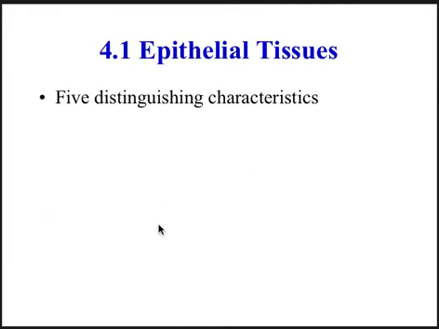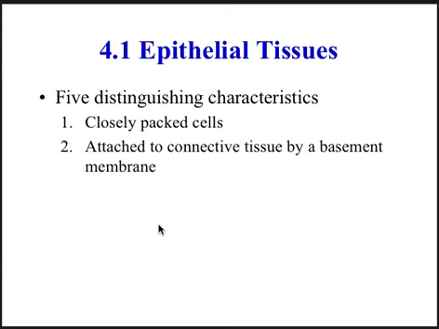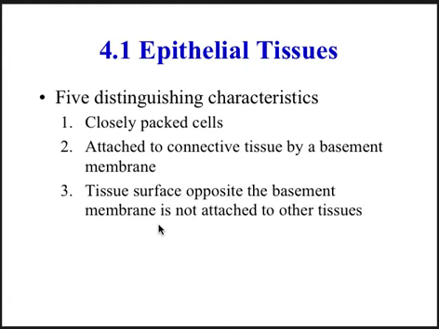So epithelial tissue has 5 distinguishing characteristics. The cells are closely packed together. They're attached to connective tissue by a secretion called basement membrane. And the surface opposite the basement membrane is generally near a free surface. It could be the open chamber of an organ or a vessel, which we call the lumen, or it could be the external surface of the body, in which case we would be essentially a passageway to the external environment.